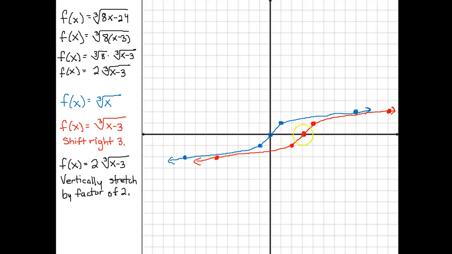Okay, so 0, 0 stays put, because 0 times 2 is still 0. This point, the y value is 1 times 2, which gives you a y value of 2. This point, the y value is 2 times 2, which gives you a y value of 4. This point has a y value of negative 1 times 2, which gives you negative 2. And then this point has a y value of negative 2 times 2, which gives you negative 4.